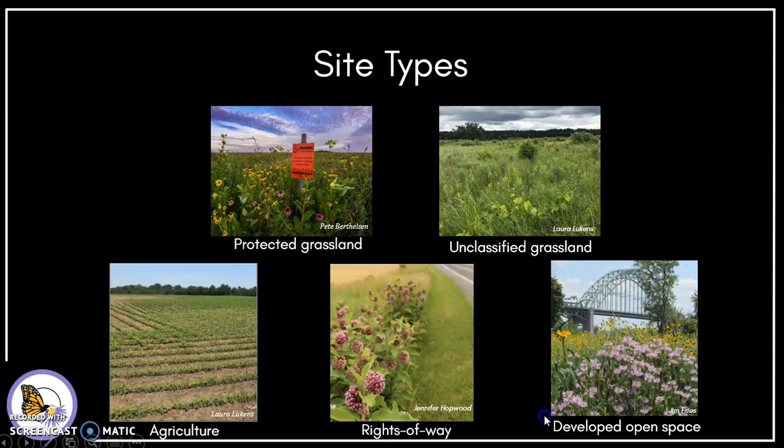Any site monitored for the IMMP has its own land use, what we call here a site type. The five main site types are protected grassland, unclassified grassland, agriculture, rights of way, and developed open space. There are a few options within the agriculture type, so consult the IMMP guidebook to pick the one that applies to your land.